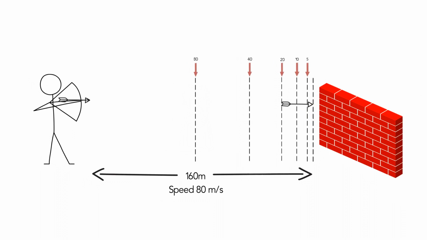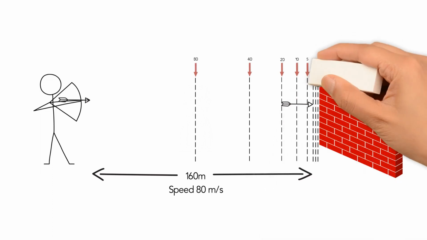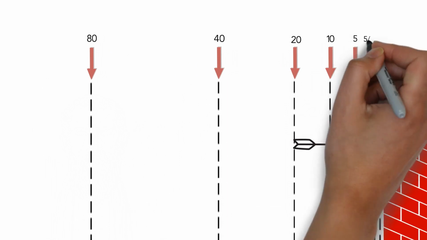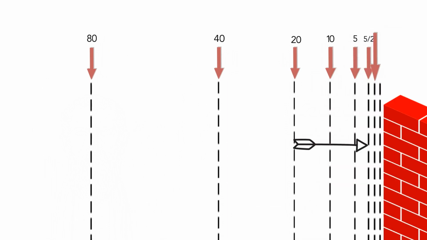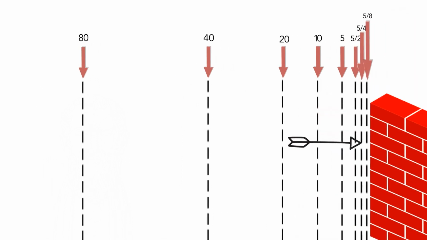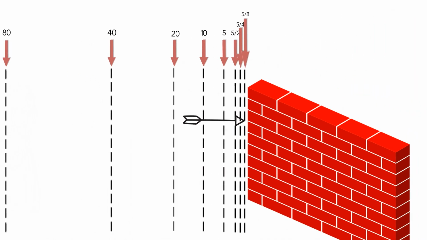Next question. Which is the first snapshot to show the tip of the arrow within 1 meter of the wall? Pause the video again and work out your answer. I'll continue. The answer is the 8th. On the 7th snapshot, the arrow is 1 1/4 meters from the wall, and on the 8th it is 5/8 of a meter from the wall. That's 0.625 meters, so it's less than 1 meter.